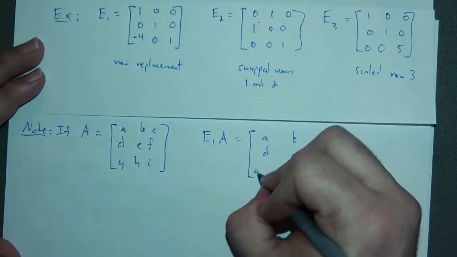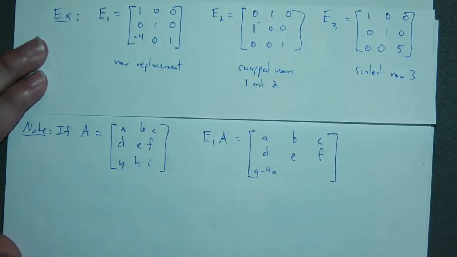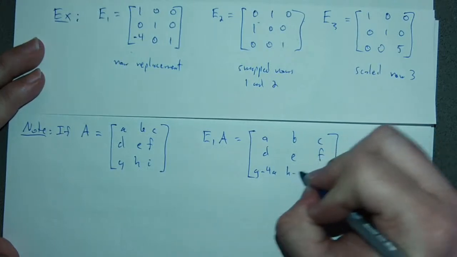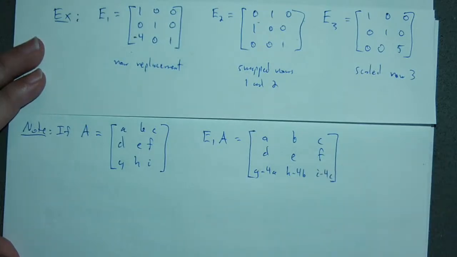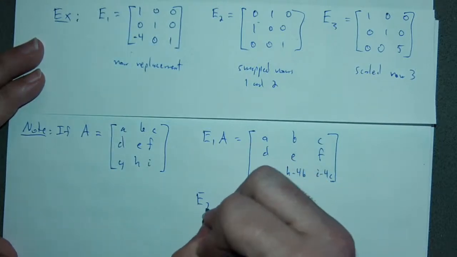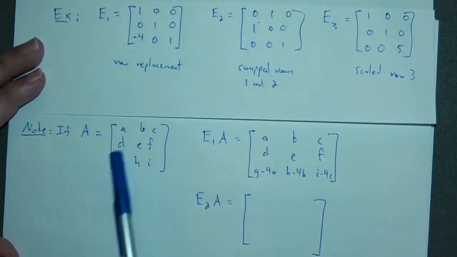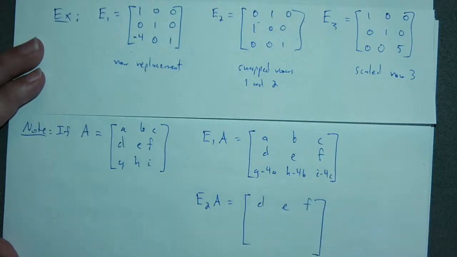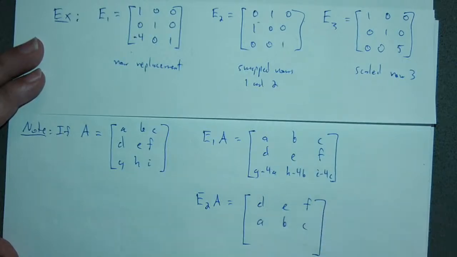It would be G minus 4A, H minus 4B, and then lastly I minus 4C. Huh. So it's actually the exact same row replacement. Right. Similarly, what does E2 times A do? If you quickly multiply this out, in the first row is going to be the second row of A. So DEF goes in the first row here, and ABC goes in the second row. And GHI is completely unaffected.